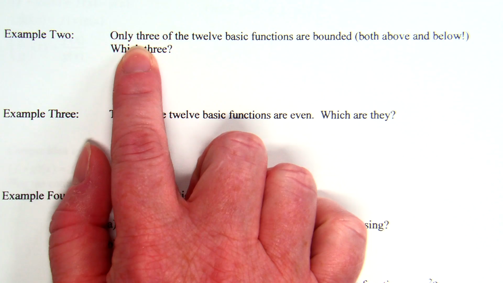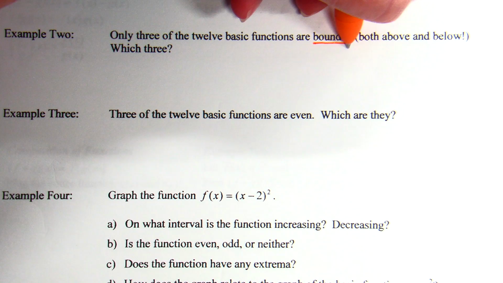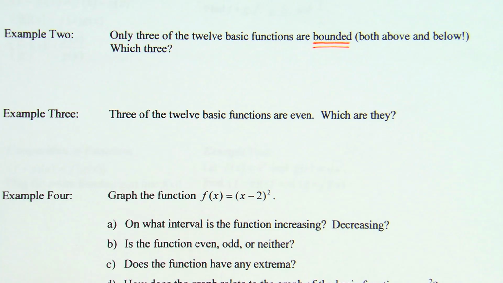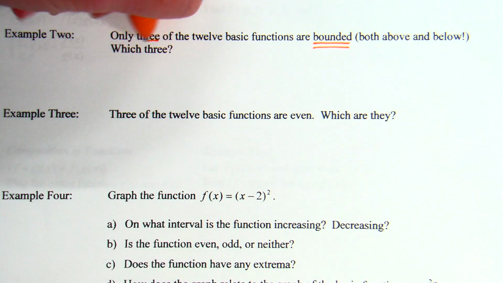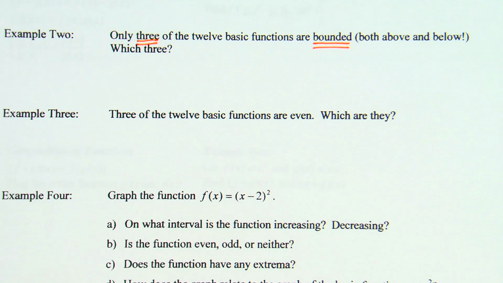Only 3 of the 12 basic functions are bounded, both above and below. Which 3? I am looking for 3 answers. There are exactly 3 correct answers. There's not more. There's not less. Okay, so flip back and look at those graphs. Remember bounded, bounded above, bounded below. Okay? Give me one, Jacob.